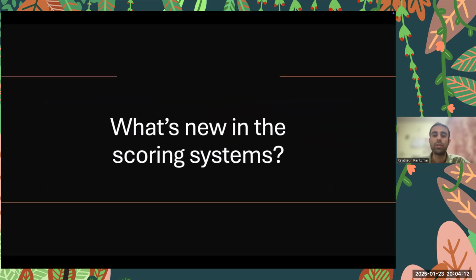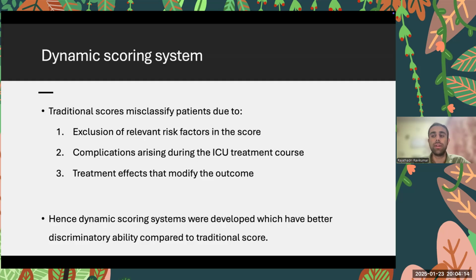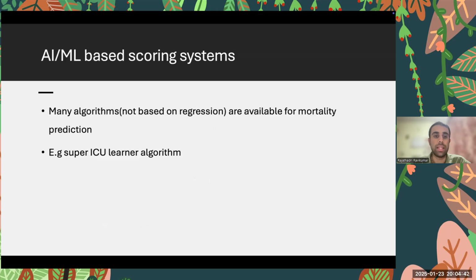So what's new in our scoring systems? All this while we were talking about snapshot scoring systems. These can misclassify patients due to exclusion of relevant risk factors in the score, complications arising during the ICU treatment course, or treatment effects that modify the outcome. So what we can do is dynamically assess using scoring systems which were later developed, which have better discriminatory ability than the traditional scoring. These have not become very common in the ICUs, but yeah, they're there.